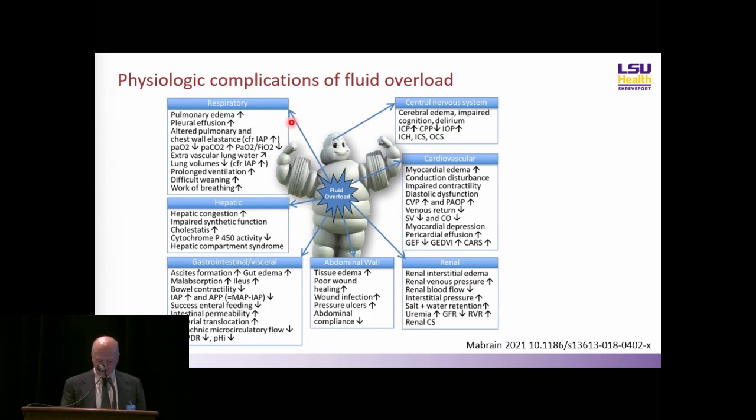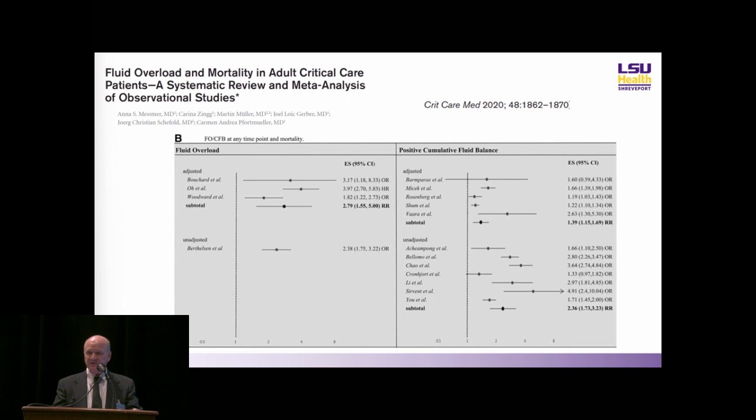This is a whole 2-hour talk in and of itself, but every organ system and the function of every organ in the body, including the brain, the gut, the heart, the respiratory muscles, is affected by fluid overload. Does it impact outcome? Yes. This is a fairly recent meta-analysis published in 2020 of observational studies, because we don't have any really large good studies, but everyone consistently shows that fluid overload is associated with mortality in ICU patients.